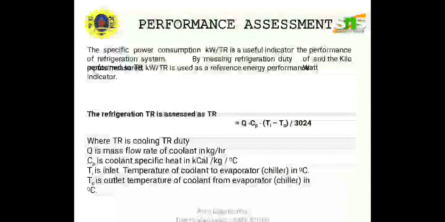The specific power consumption in kilowatt per TR is a useful indicator of the performance of a refrigeration system, measured against the refrigeration duty. The refrigeration is assessed in TR, which is equal to Q Cp (Ti minus To) divided by 3024, where TR is the cooling duty, Q is the mass flow rate of coolant, Cp is the coolant specific heat, Ti is the inlet and To is the outlet temperature.